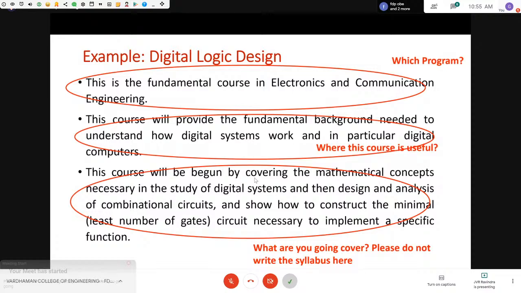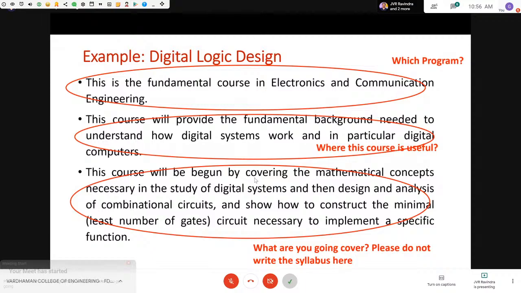Sometimes you might have seen the movies. Rather than playing a 2.5 hour movie, now people are talking about something called trailers, right? In 2 minutes they explain the whole movie, but the crux, the main part, they don't explain, and the remaining thing you will really understand. Something like that. So it's a fundamental course. Which program and where is this course useful, right? So digital computers, and what are you going to cover? Simple. In 3 points, you can just write it down.